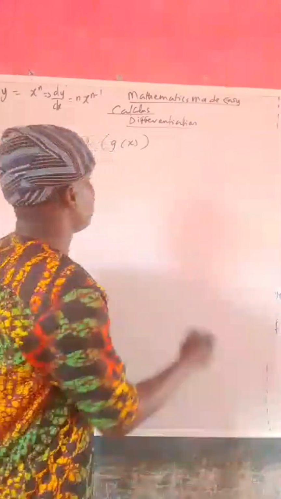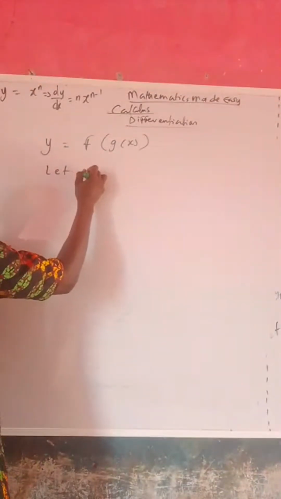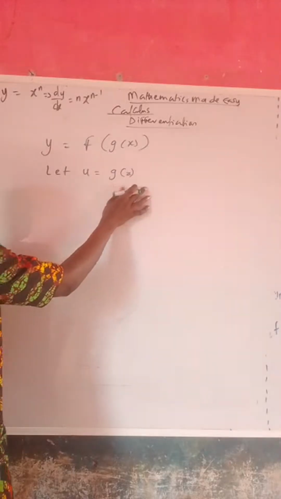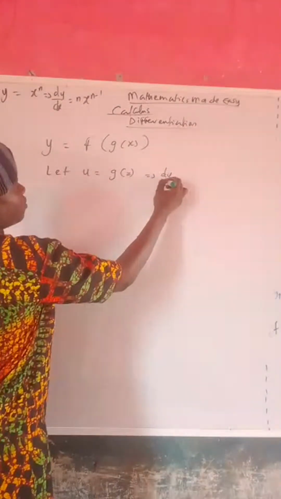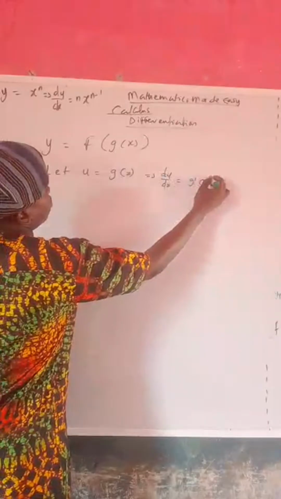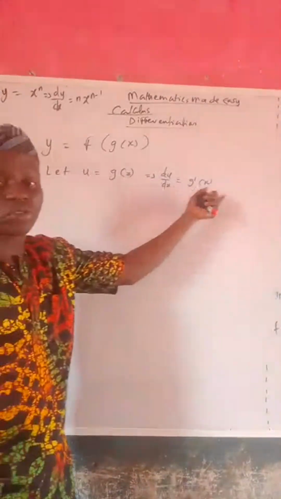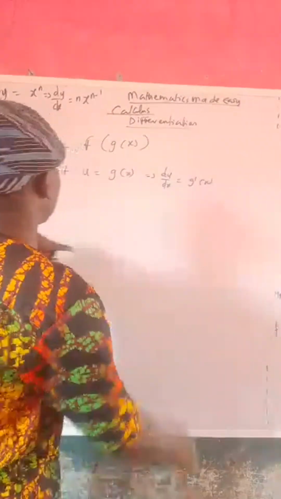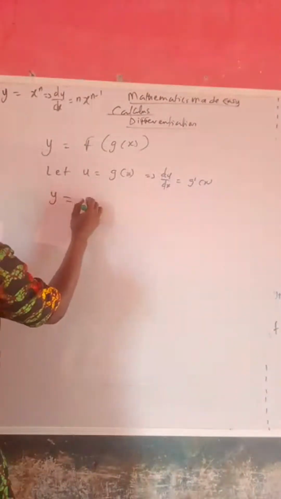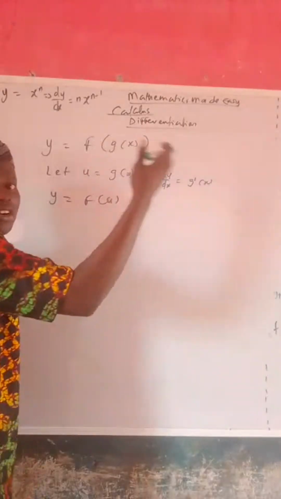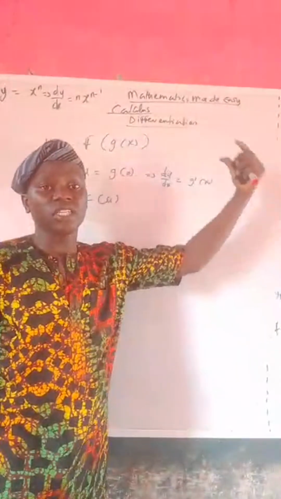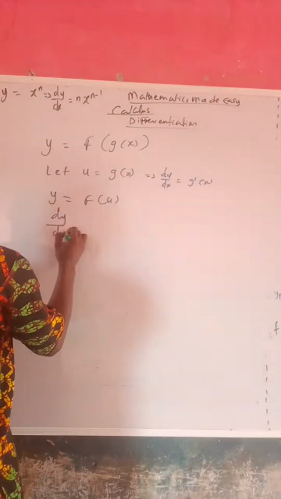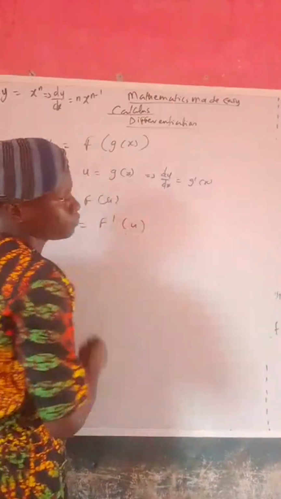So what kind of substitution are you making? You can say, let u be equal to g of x. If u is equal to g of x, you differentiate, so du/dx will be equal to what? g prime of x. That is when you differentiate with respect to x, we have g prime of x. I hope we are together now. Then you come back here, so we have y is equal to f of u, since g of x is now u. You differentiate this with respect to u, so we have dy/du equals f prime of u.